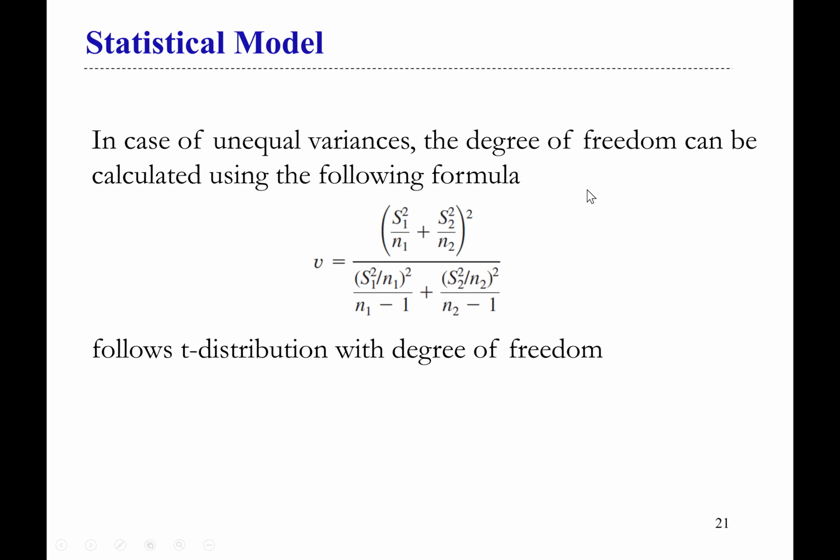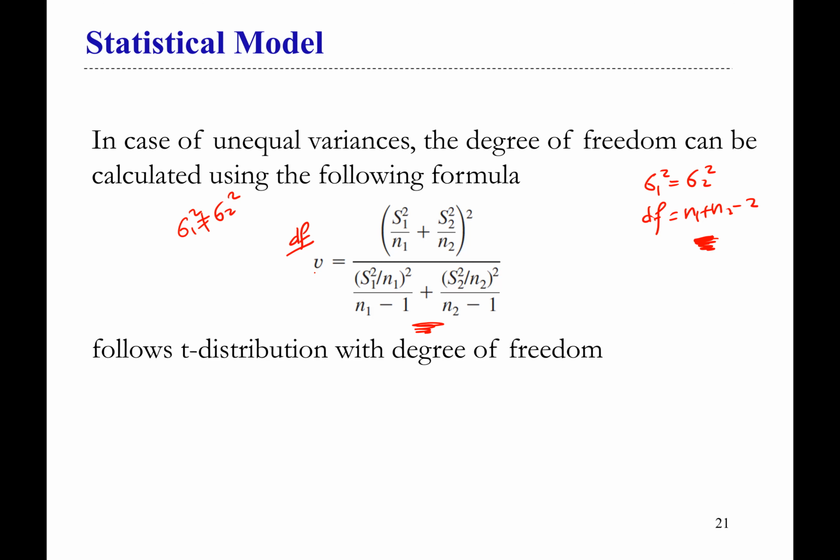Another thing we need to change is the degree of freedom. The degree of freedom in the first case, when you assume sigma 1 square equals sigma 2 square, is n1 plus n2 minus 2. But if you assume sigma 1 square doesn't equal sigma 2 square, this degree of freedom doesn't work. There is some guy, his name is Satterthwaite, I think, came up with this formula and said this formula for the degree of freedom is much, much better than this formula when you assume sigma 1 square doesn't equal sigma 2 square.